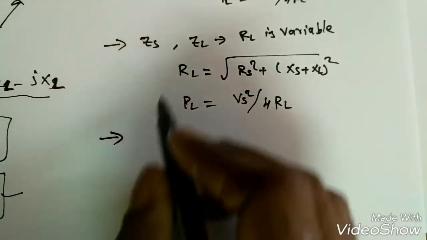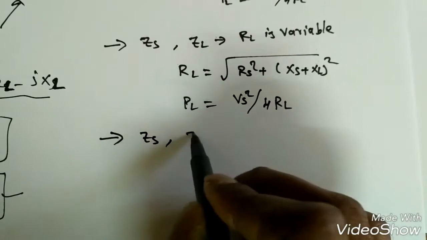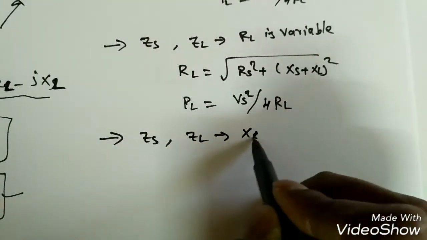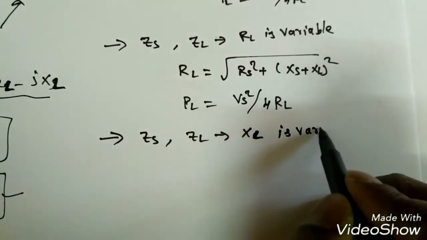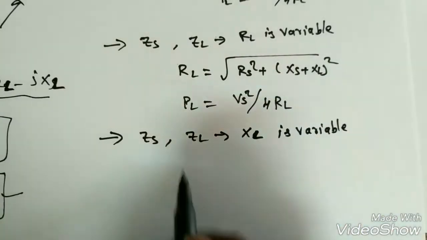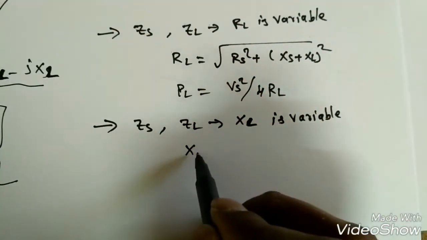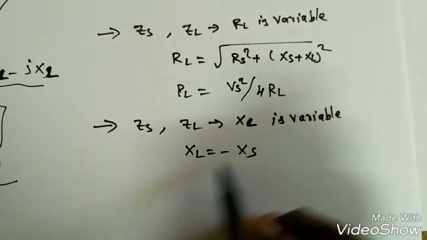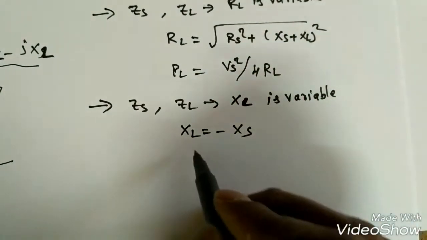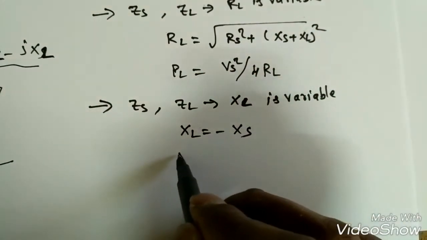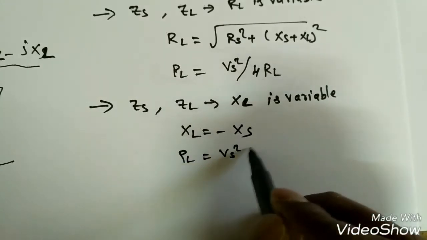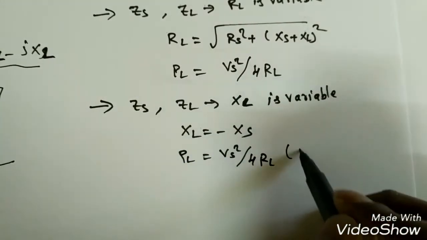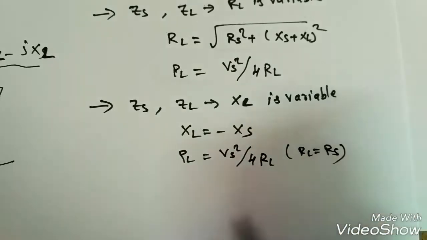Next condition: in ZS and ZL, XL is variable, right? When XL is variable, we get XL is equal to minus XS. When it is minus XS, what is the power? PL is Vs square by 4RL, and RL here is RS.